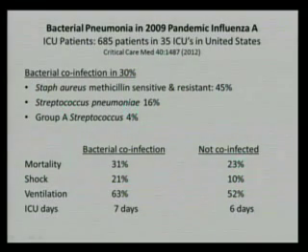Now, bacterial pneumonia is a serious complicating factor of pneumonia. From the 2009 pandemic, this was a study in United States ICUs of 685 patients. What they found, and these are ICU patients, is that about a third of them had bacterial co-infections, primarily pneumonia. And you can see the pathogens, as we've talked about: staph, especially MRSA, strep pneumonia, and also group A strep.